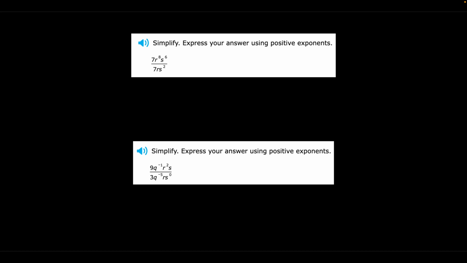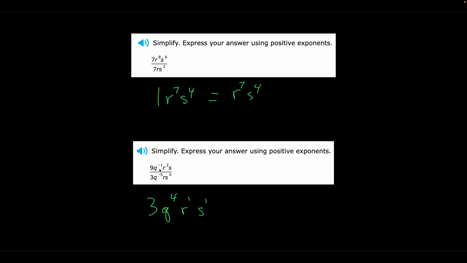Okay, now that you've had time to work these problems, let's check your solutions. For the first problem, you should have gotten 1r to the 7th, s to the 4th. And normally we don't write an invisible 1 in the front here. So normally this would be written as r to the 7th, s to the 4th. We know there's a 1 there, we just don't usually write it. And for the second problem, you should have gotten 3q to the 4th power, r to the 1st, s to the 1st.